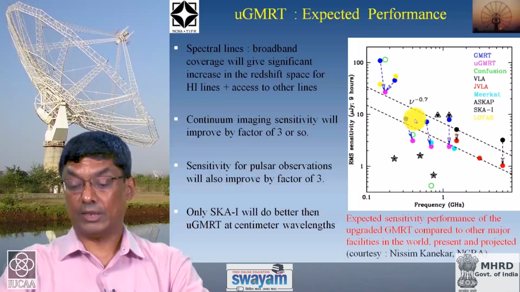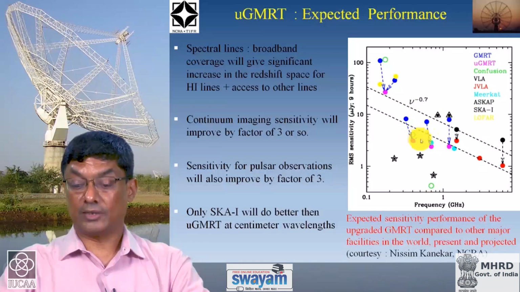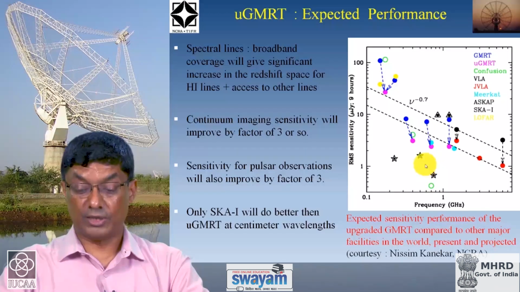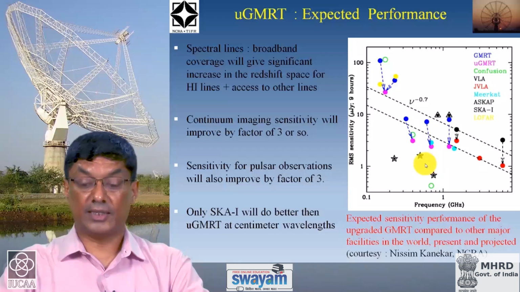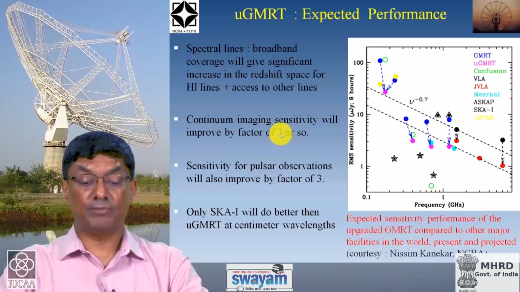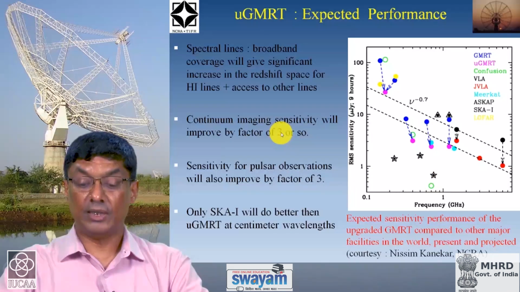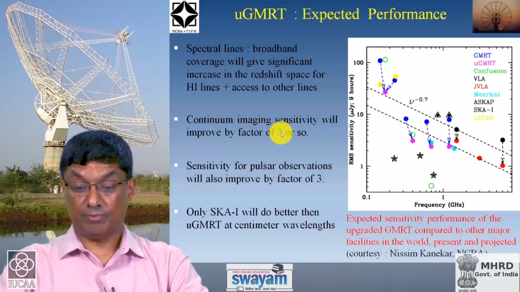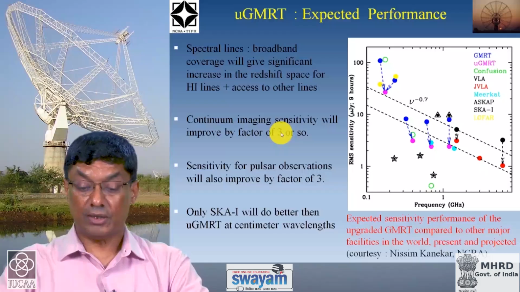And you can see that compared to most of the other facilities, the upgraded GMRT is expected to perform quite favorably, until you come to these symbols with the stars, which is the Square Kilometre Array, which we will talk about in a short while, which is still a project in the design and planning phases. But the basic improvement that the upgraded GMRT provides is by a factor of 3, mostly a combination of the larger bandwidth and the better quality receivers with lower noise.